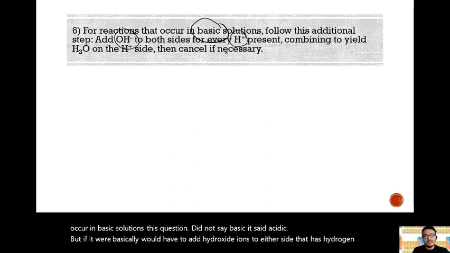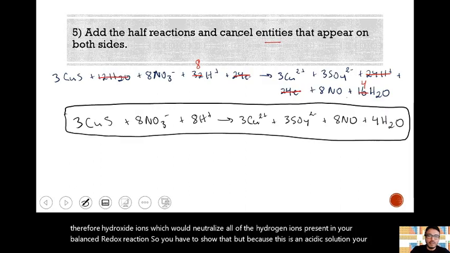But if it were basic, we would have to add hydroxide ions to either side that has hydrogen ions present, right? If it exists in an aqueous solution that is basic, then you have an abundance, therefore, of hydroxide ions, which would neutralize all of the hydrogen ions present in your balanced redox reaction. So you have to show that. But because this is an acidic solution, your answer would end at step 5.